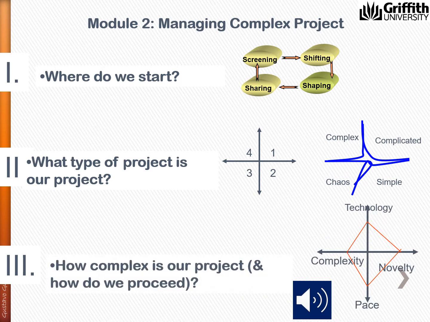So when we are analyzing a project, the first thing that we need to do is to use the screening dimension of the 4S model. Within the screening dimension, next, we can use either the 8-feature model or the Kinetic model in order to know what type of project is our project. And in Module 3, we will see the diamond model, which helps us to know how complex is our project.